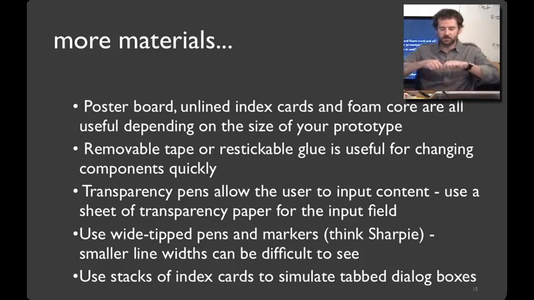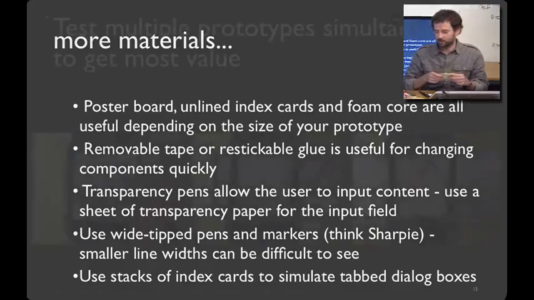To be able to add structure to your user interface, you can have line widths of different thicknesses. So you can have a thicker line that is for the major elements and a thinner line for the minor elements. And you can have a stack of either post-it notes or index cards to show the tab panes of a user interface. So the different layers can be on sheets beneath.